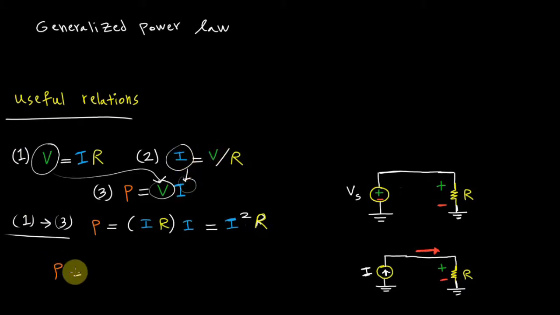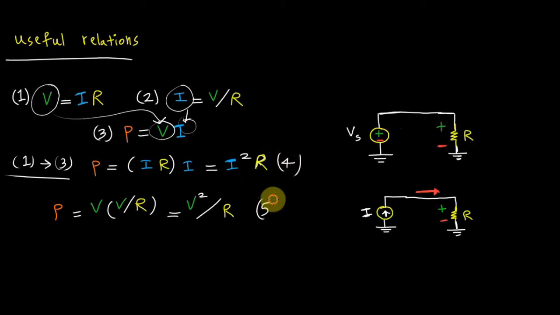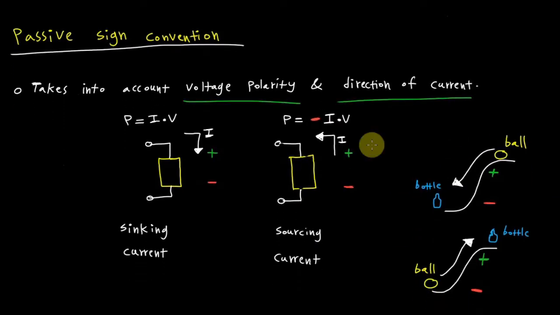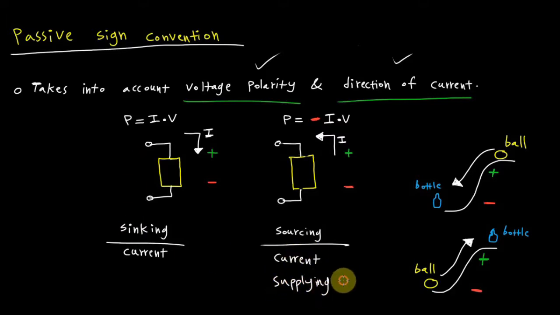So now let's talk about passive sign convention. This convention takes into account voltage polarity and direction of current. Say you know that a current is flowing from the plus to minus terminals of a given element. You would say that that element is dissipating power, and if the current flows from the minus to the plus of that element, you would say that it is supplying power. Keep in mind that this is conventional current, so you can think of it as a positive charge flowing, or electrons flowing from the opposite direction.